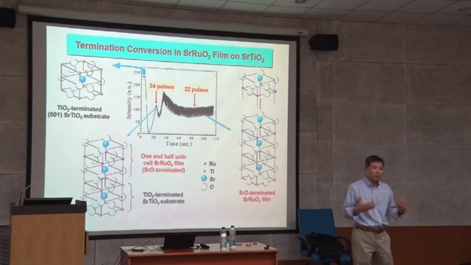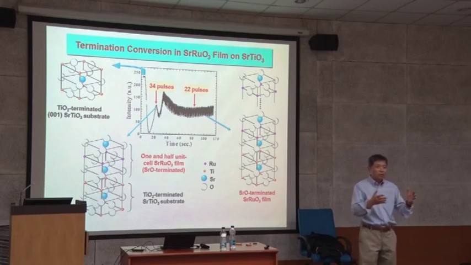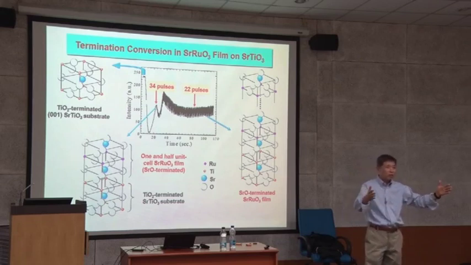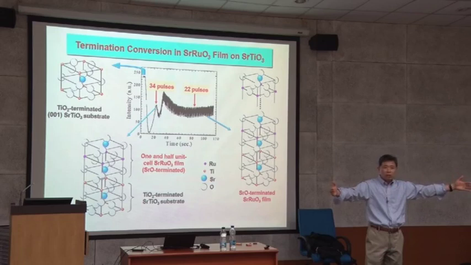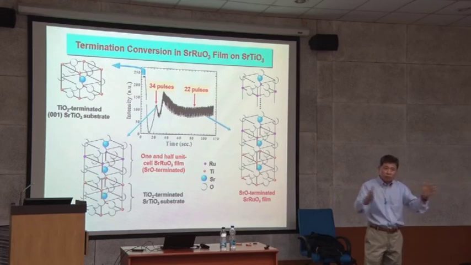The other factor you have to consider is the terrace length. If the terrace is long, you are more likely to form multiple islands. So the miscut is an important factor too. That's why I said the miscut angle has to be very well controlled.